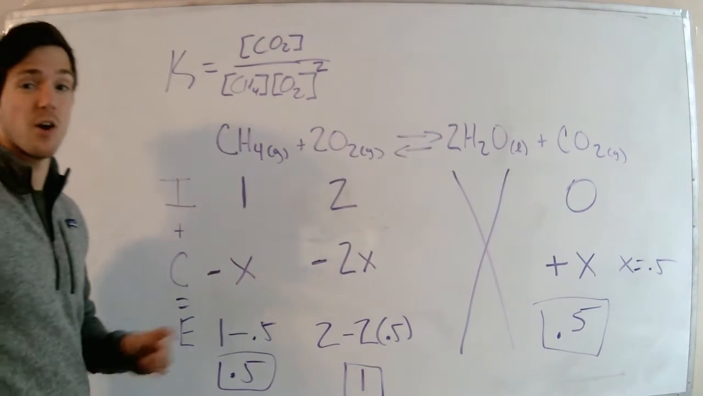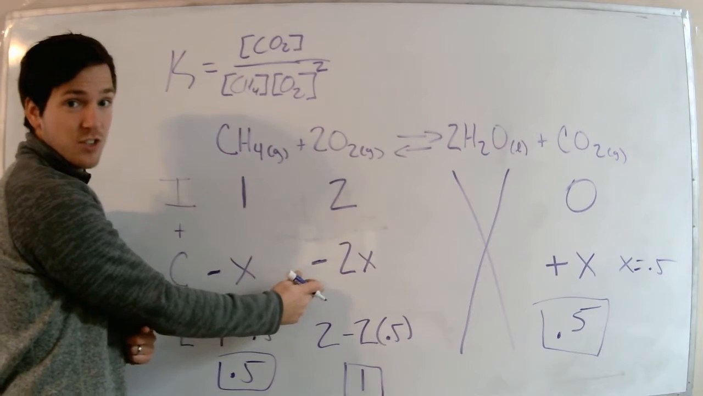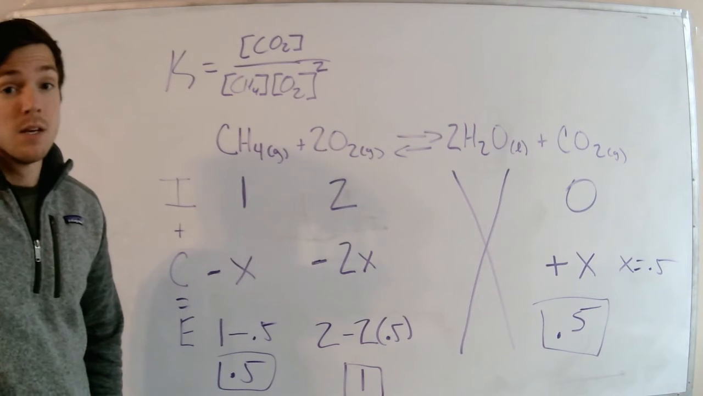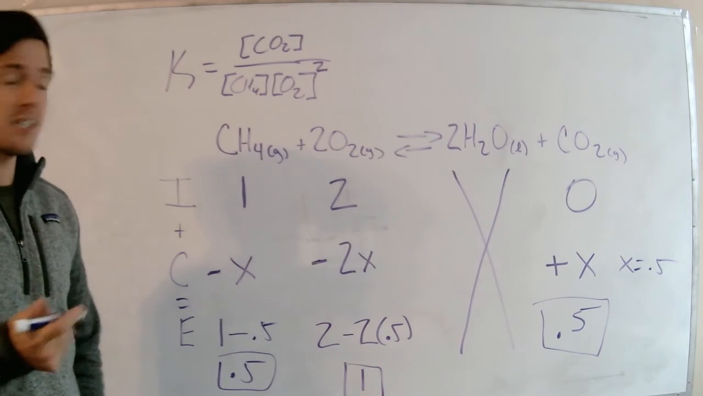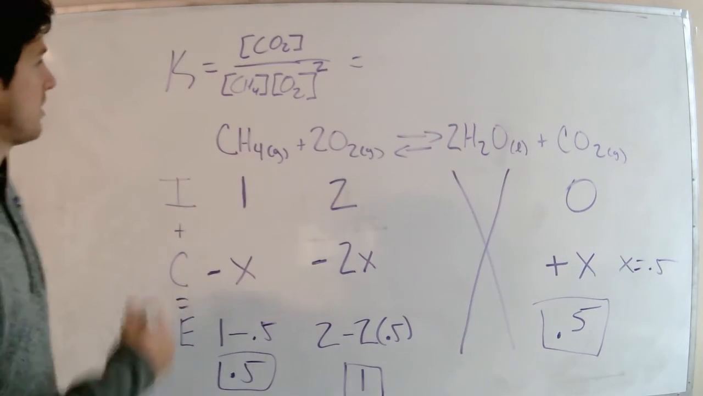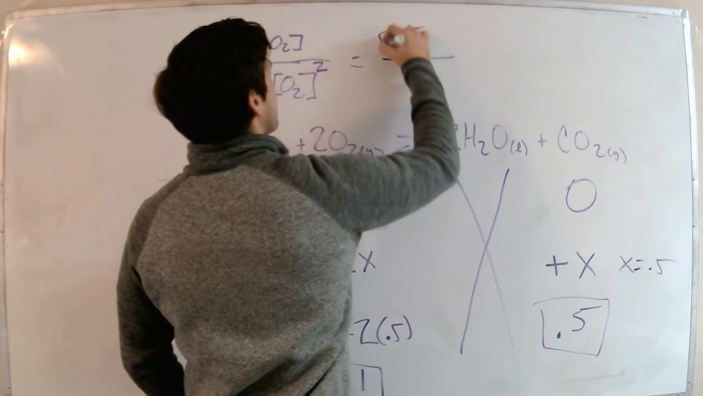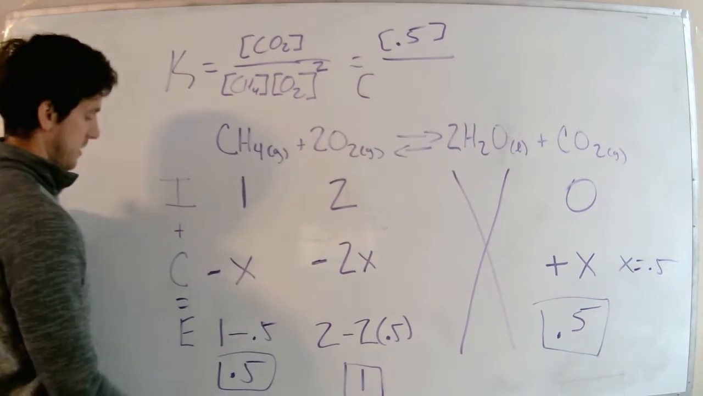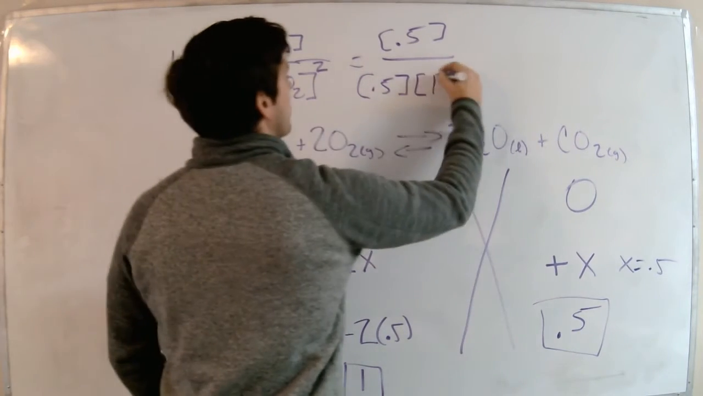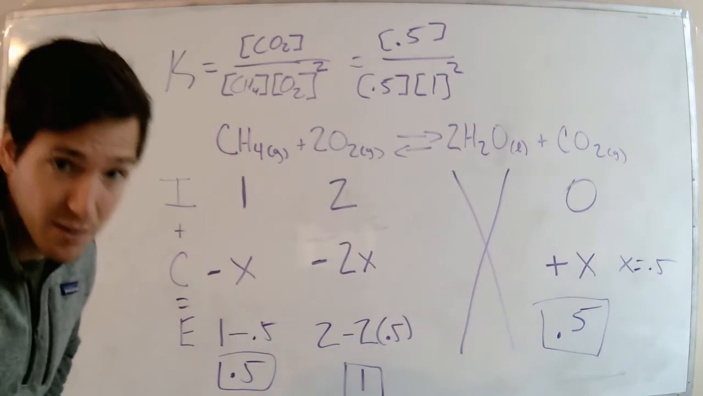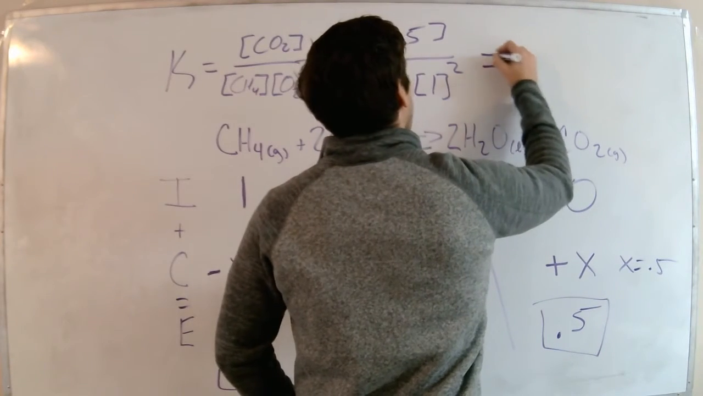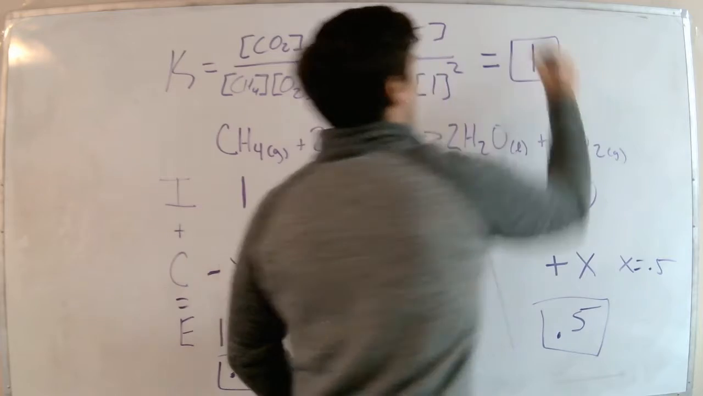It's redundant, but the coefficient comes into play in your change column, and it comes into play in your equilibrium expression as well. So now we just got to solve for K by plugging and chugging, right? We already have equilibrium concentrations thanks to our ICE table, so now we can just plug away. CO2 is 0.5. CH4 is 0.5. And 1 is 1 squared. So I plug this into my calculator. 0.5 divided by 0.5 gives me a K of 1.